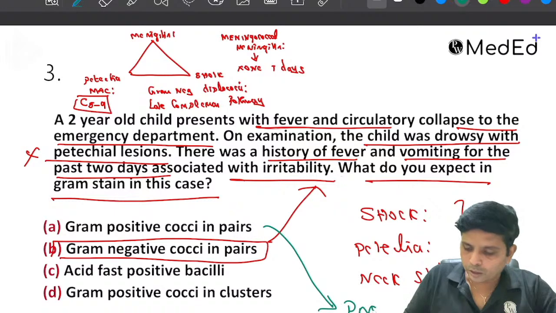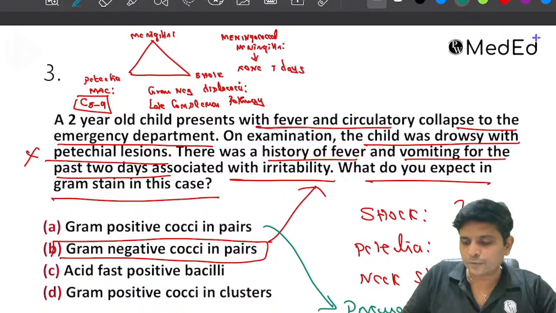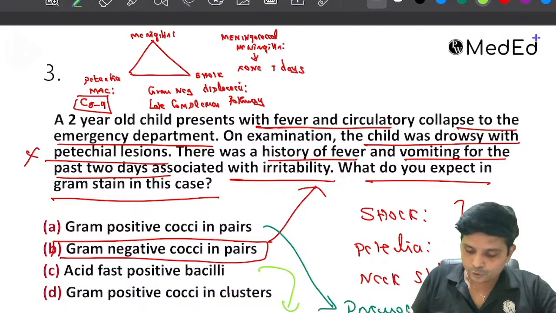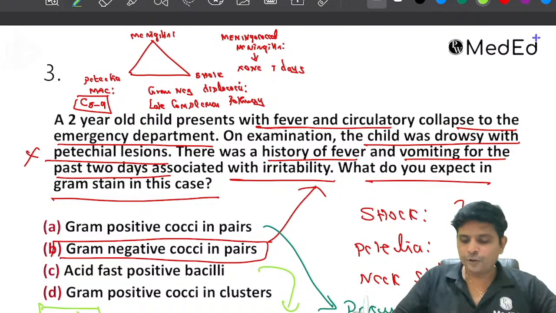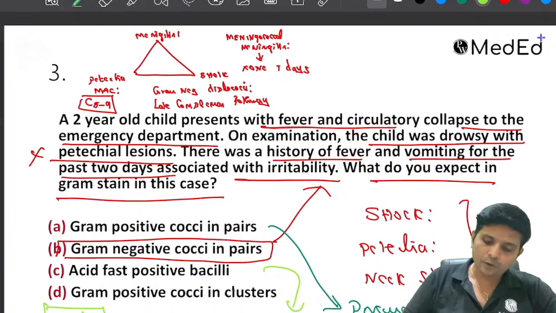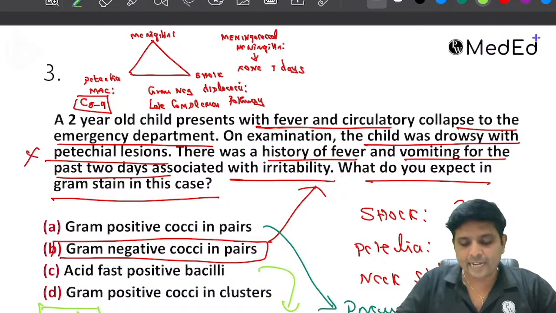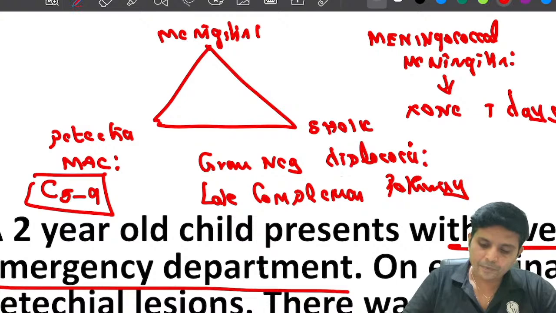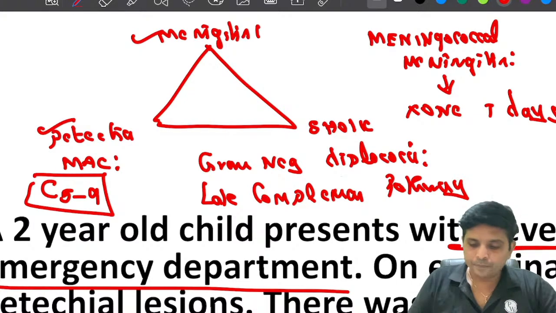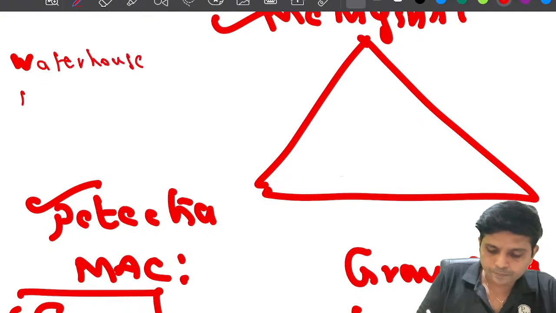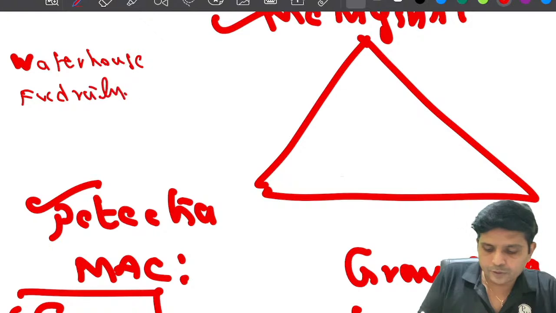It is pneumococcal meningitis. Most common cause for meningitis beyond 3 months is pneumococcal meningitis. And acid fast bacilli means it is tuberculosis meningitis. Okay. So what is this case? This case is meningococcal meningitis characterized by the triad of meningitis, petechiae, shock. What is this called as? This is called Waterhouse-Friderichsen syndrome. You all know that is called Waterhouse-Friderichsen syndrome.